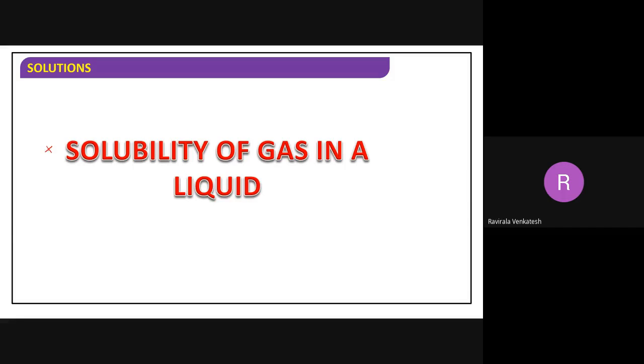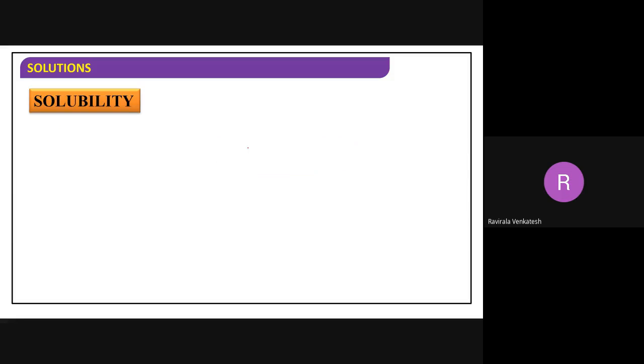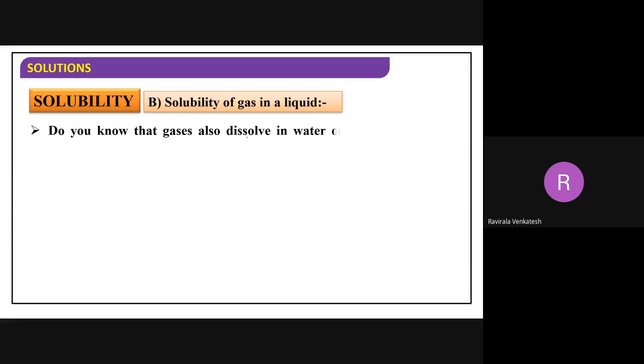Solubility of gas in liquid. This is there in the syllabus, beta, so you may get questions from this one. Solubility of gas in liquid is a very important one, beta. Henry's law we get in this one, which is very important for us from the examination point. Now what is solubility of gas in liquid? Do you know that gases also dissolve in water, or other liquids, like solids dissolve in water or liquids? But the amount will be very less.